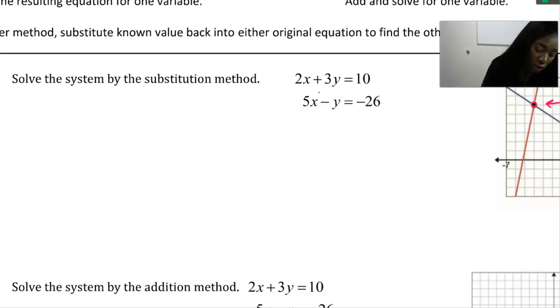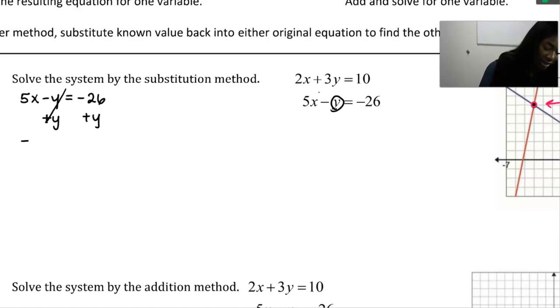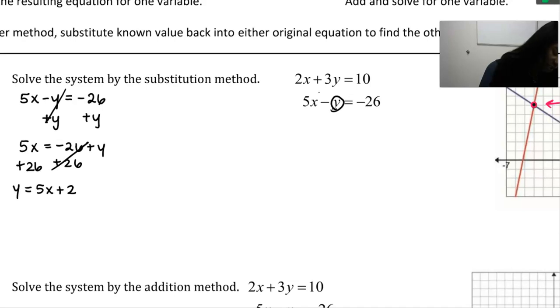So I'm going to choose to solve for this y in the second equation because there's just a -1 in front of it. So I'm going to take that equation, 5x minus y is equal to -26, and I'm going to solve for y. I'm just going to add y to both sides of the equation. There's lots of ways you could do this. Doesn't matter how you get y by itself. So now I have 5x is equal to -26 plus y, and then I'll add the 26 over to both sides so that I have y by itself. So now I know that y is equal to 5x plus 26.